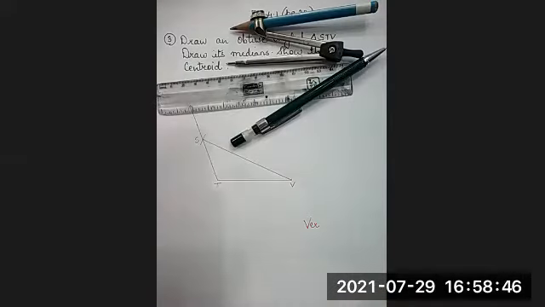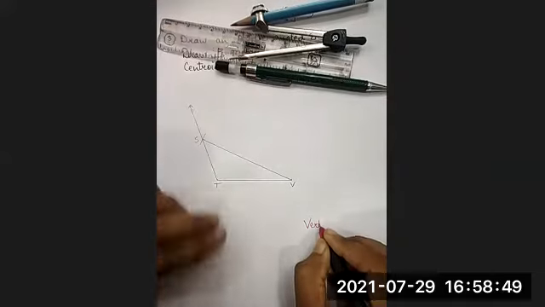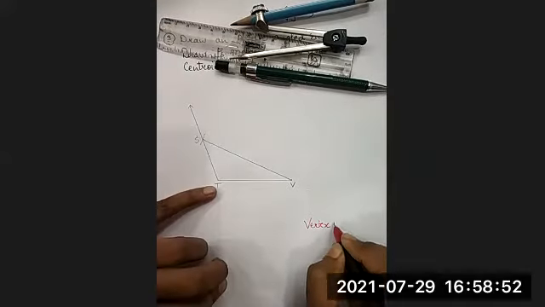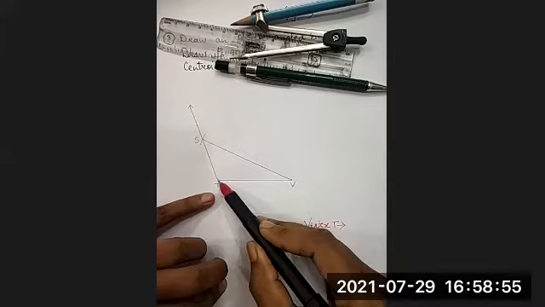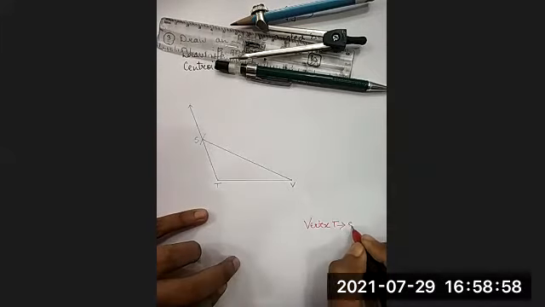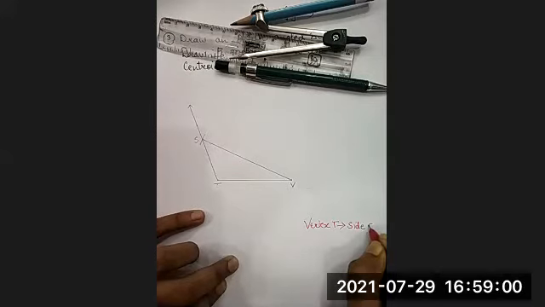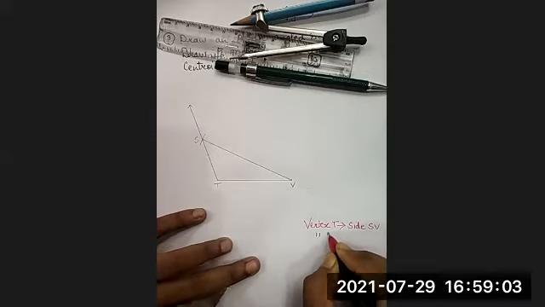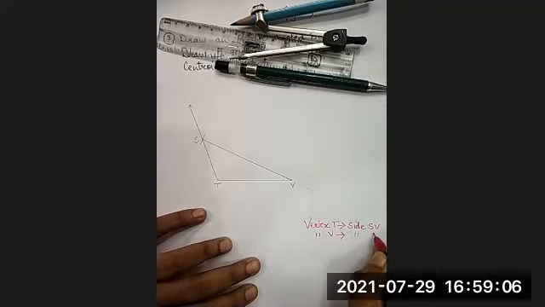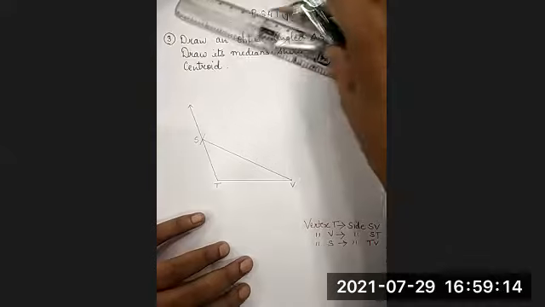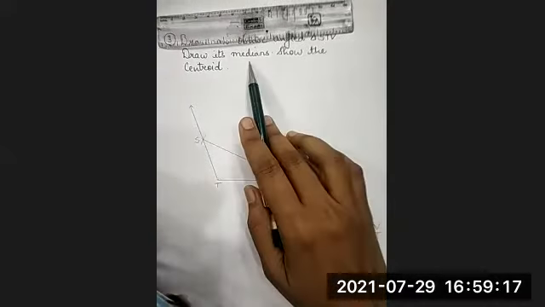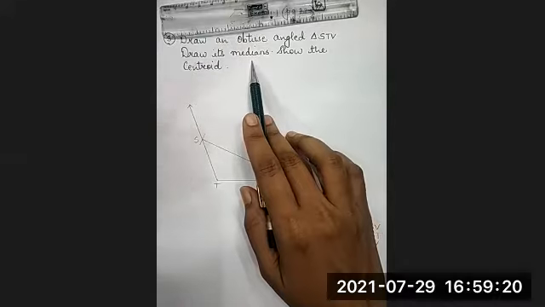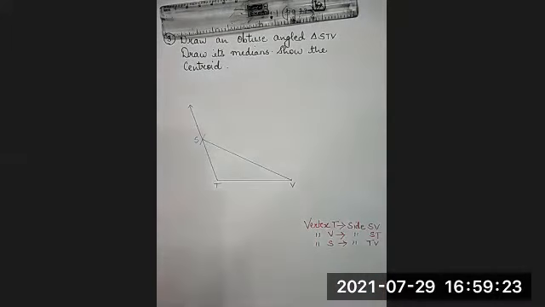Now we have already studied in a previous video that for vertex T, the opposite side is side SV. For vertex V, the opposite side is side ST. And for vertex S, the opposite side is side TV. Now the question is that we have to draw the medians. But we know that for medians, we need a midpoint. And how do we get the midpoint? We get the midpoint by drawing the perpendicular bisectors.